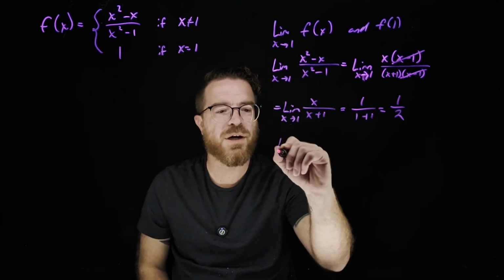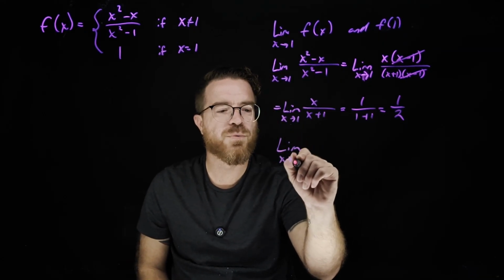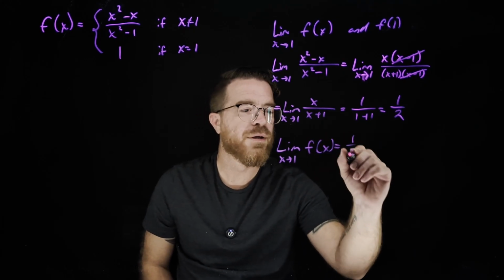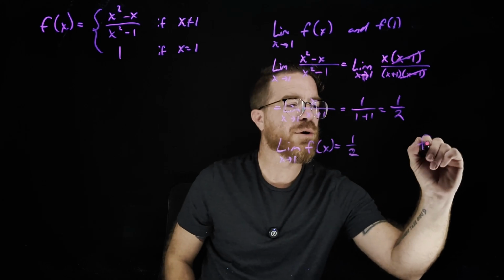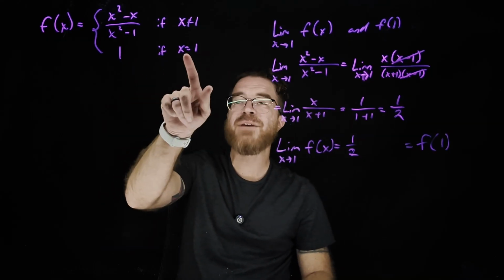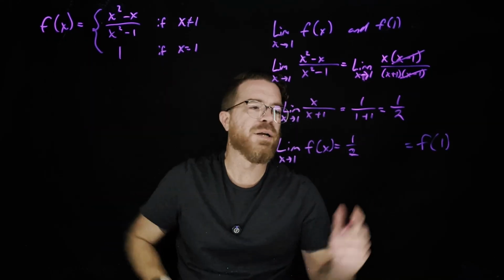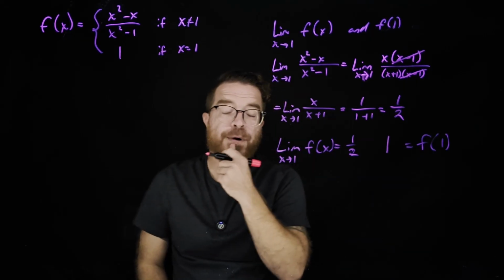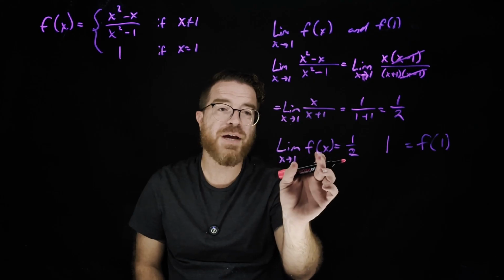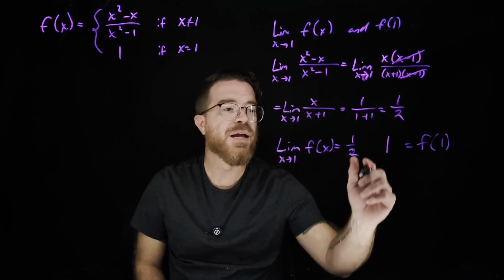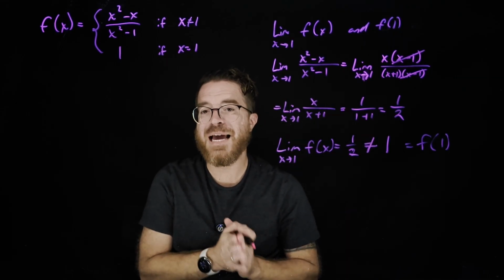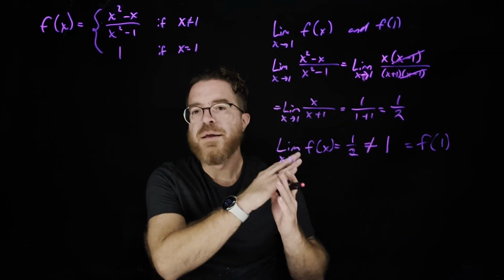This is our limit of f of x. We said the limit as x approaches 1 of f of x is equal to 1/2. Now we want to figure out what our function is at 1. This is going to be equal to 1, because we said if x is 1, f of x is equal to 1. Now, is it continuous? If it's continuous, the limit as x approaches 1 of f of x would have to be equal to the function at 1. These two are, in fact, not equal, meaning it's discontinuous at x equals 1. So when a is equal to 1, this is discontinuous.